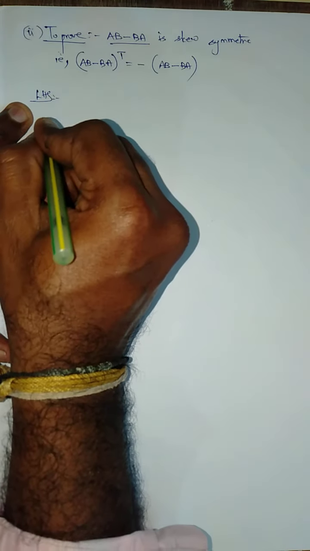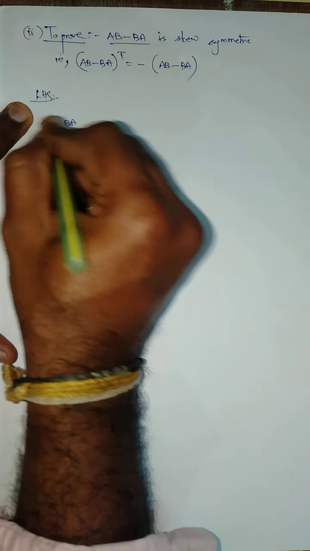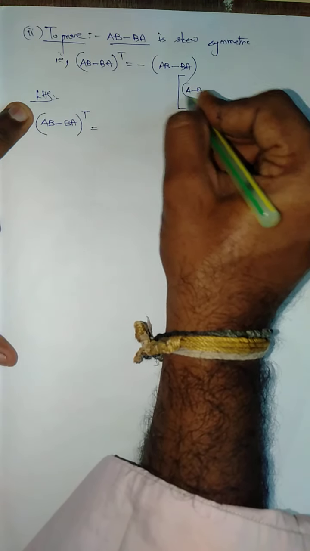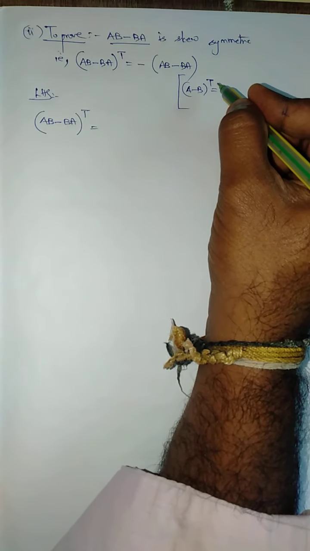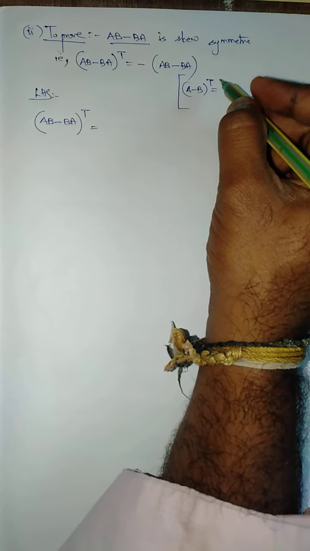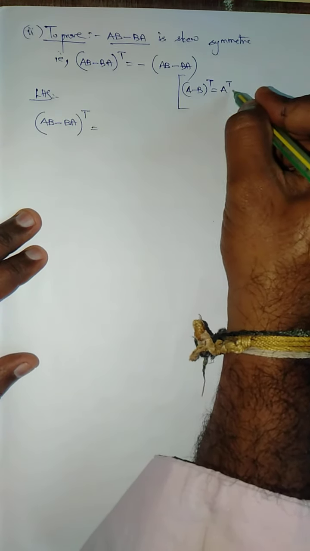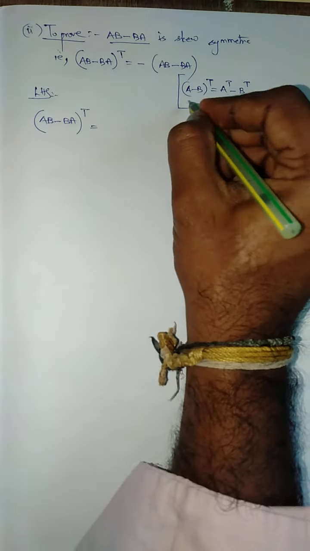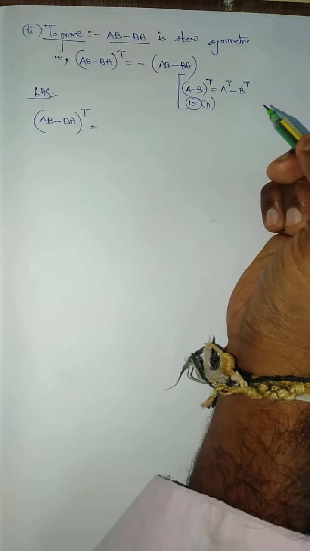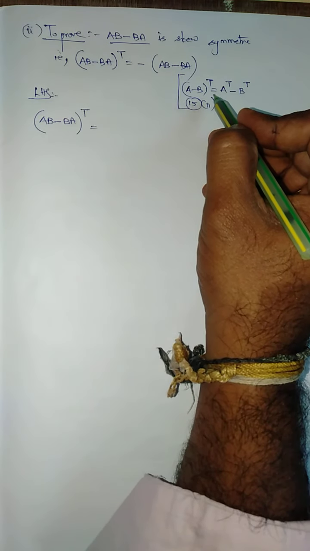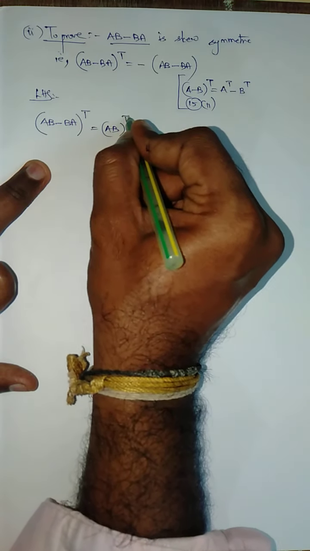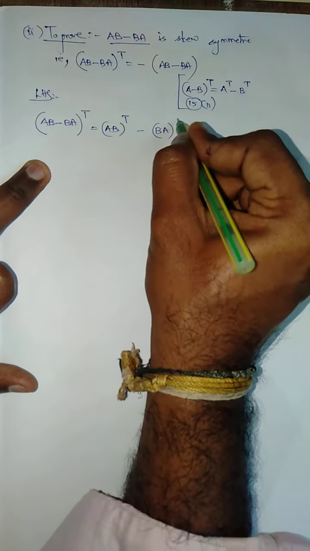For this, first I am going to take the LHS. What is the LHS? AB minus BA, the whole transpose. The same as what we used for A minus B the whole transpose, we can write as A transpose minus B transpose. The same 15th sum, second subdivision: A minus B the whole transpose is A transpose minus B transpose. The same here also: AB the whole transpose minus BA the whole transpose.